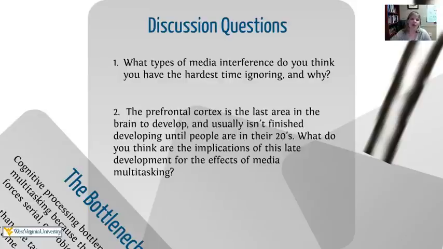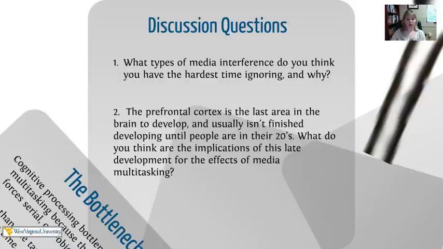So I'd like to talk about the implications of the fact that the prefrontal cortex happens to be the last part of the brain to develop. And when I say it develops late, this isn't like wisdom teeth coming in. This is much later. This is your 20s. I've even seen some figures saying early 30s is when some people finally finish developing their prefrontal cortex. What are the implications of this?